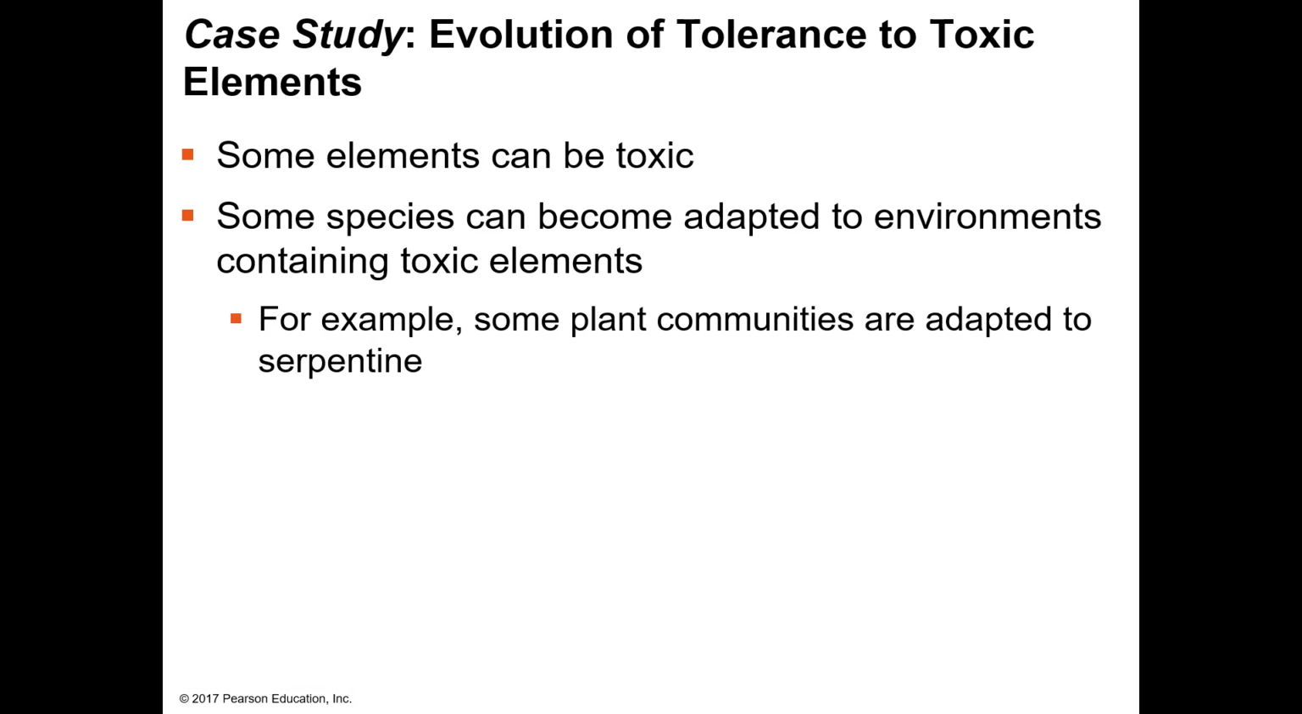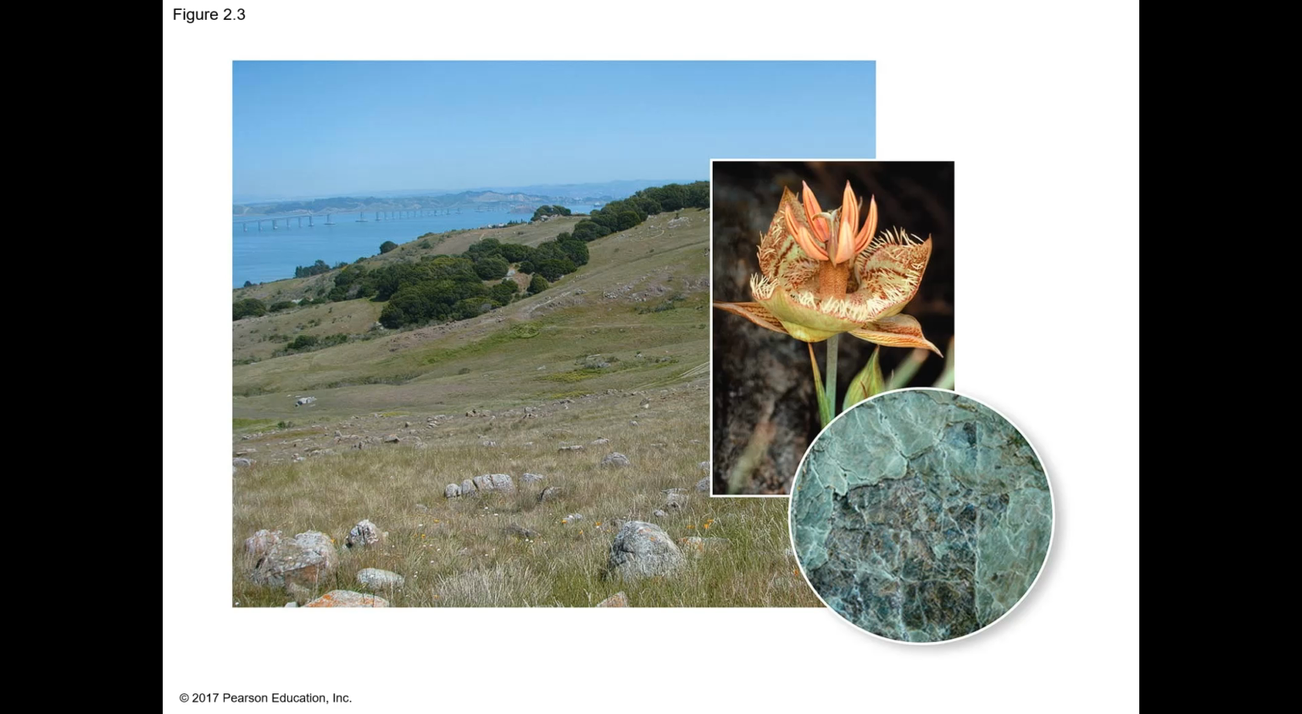Okay, some elements can be toxic. Some species can become adapted to environments containing these toxic elements. For example, some plant communities are adapted to this plant called serpentine. And here it is growing on this coastline, and I'll let you read about that in the textbook. You can find out about some of its unique characteristics in there, and I'll leave that exciting reading up to you.